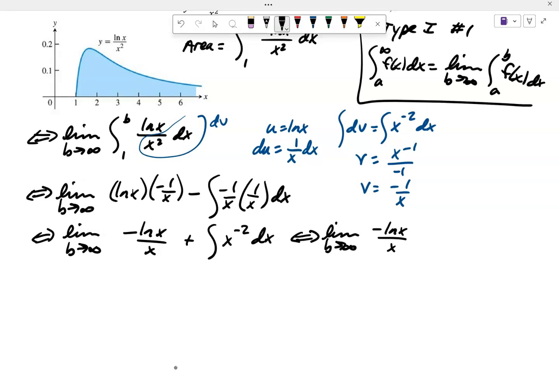And then let's run that. That'd be x to the negative 1 over negative 1. So negative 1 over x. And remember, this was from 1 to b, right? So this is from 1 to b.